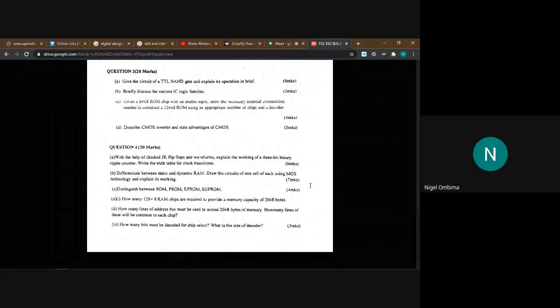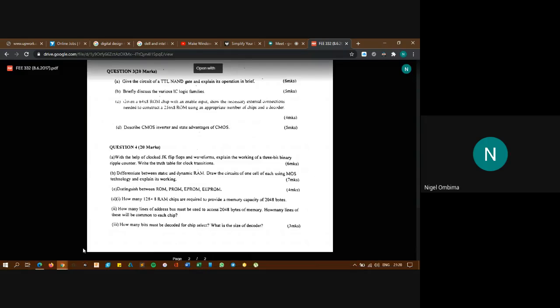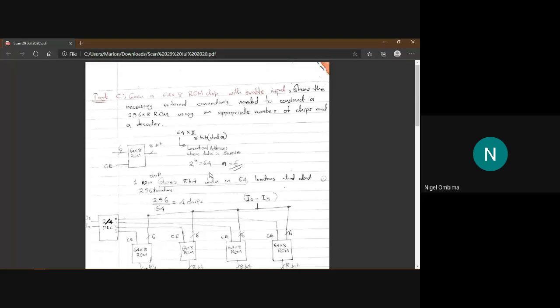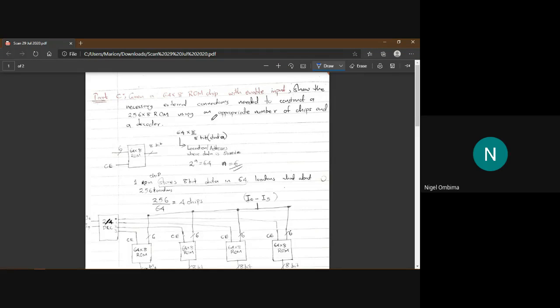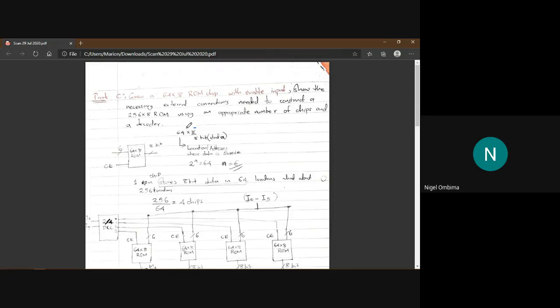Question 3C. Given a 64 by 8 ROM chip with an enable input, show the necessary external connections needed to construct a 256 by 8 ROM using an appropriate number of chips and a decoder. Okay, let me go to where I wrote it. So we're given a 64 by 8 ROM chip. The 8 here, as you all know, represents the data. The data is 8-bit, and it's stored in 64 locations, the addresses.